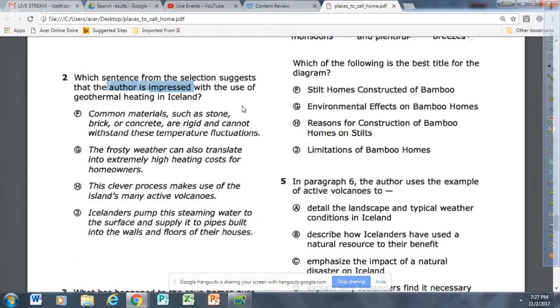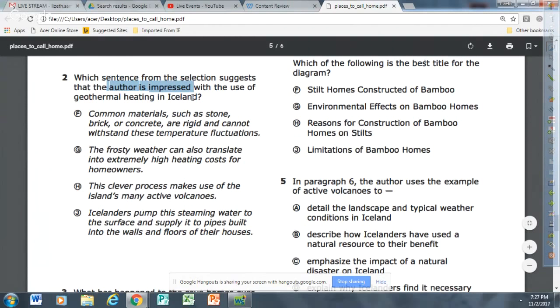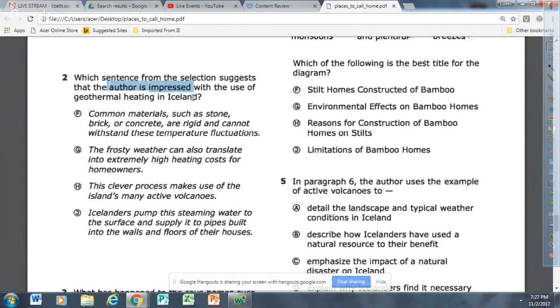For the most part, you guys eliminated F and G, so that's just telling me facts, right? This is what they used to build it. The frosty weather can have high costs. So most of y'all eliminated F and G. So let's look at H and J. Which one shows that someone is impressed? Well, if someone's impressed, they might use an adjective, because it's almost like an opinion. So J, Icelanders pump the steam to the surface and supply it. That's just telling me what geothermal heating is. But it's not telling me the impressed part.